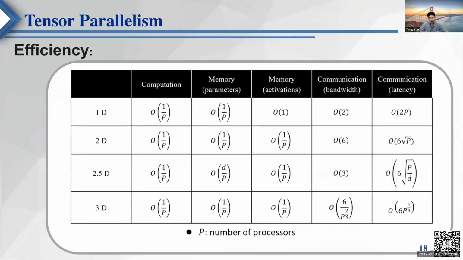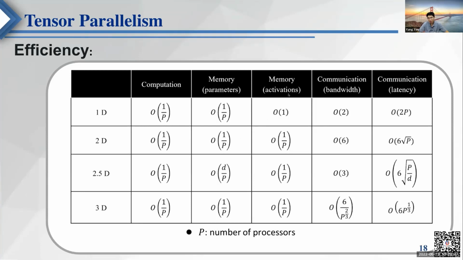Why? Let me give you a brief comparison. Here is a comparison: 1D approach, 1D tensor parallelism, 2D, 2.5D, and 3D. For the computation, they are the same. And for the memory cost, for the first memory cost parameters, for 1D, it's 1 over P. Because for 2.5D, we make multiple copies, it's D over P. And for 2D and 3D, they are also 1 over P.